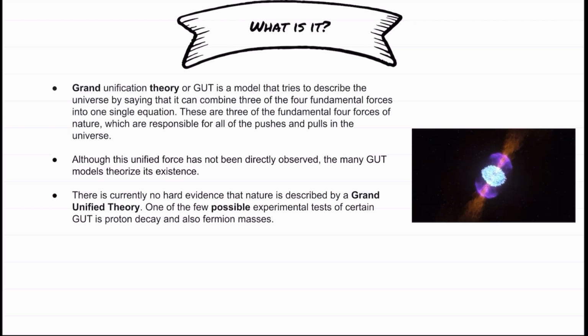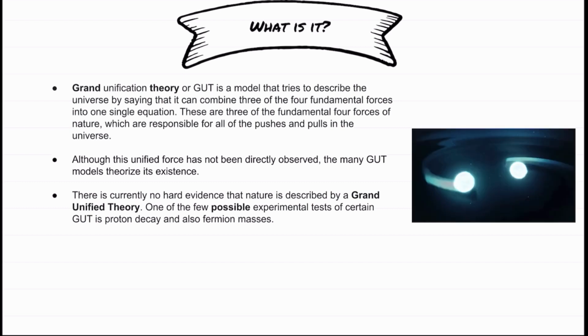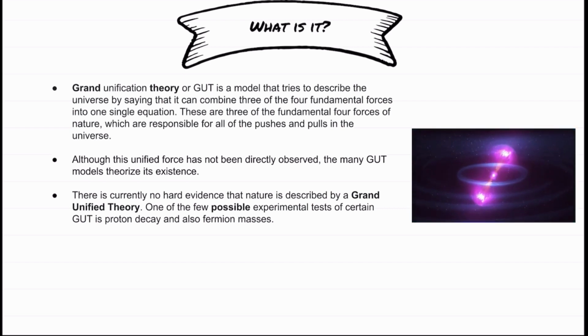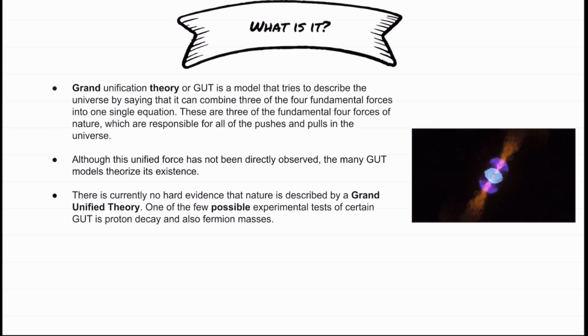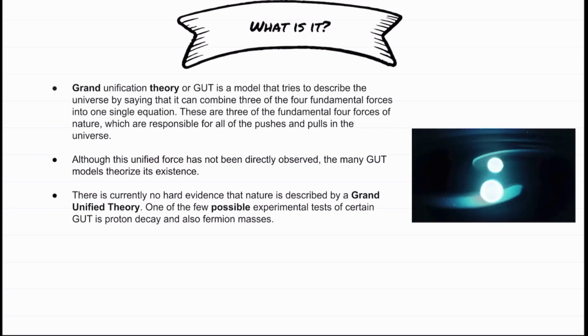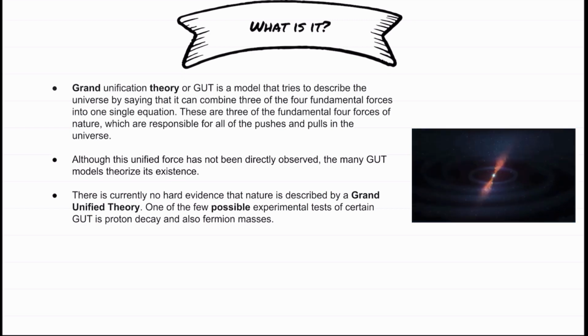If unification of these three interactions is possible, it raises the possibility that there was a grand unification in the very early universe in which these three fundamental interactions were not yet distinct. There is currently no hard evidence that nature is described by a grand unified theory. One of the few possible experimental tests of certain GUTs is proton decay and fermion masses.